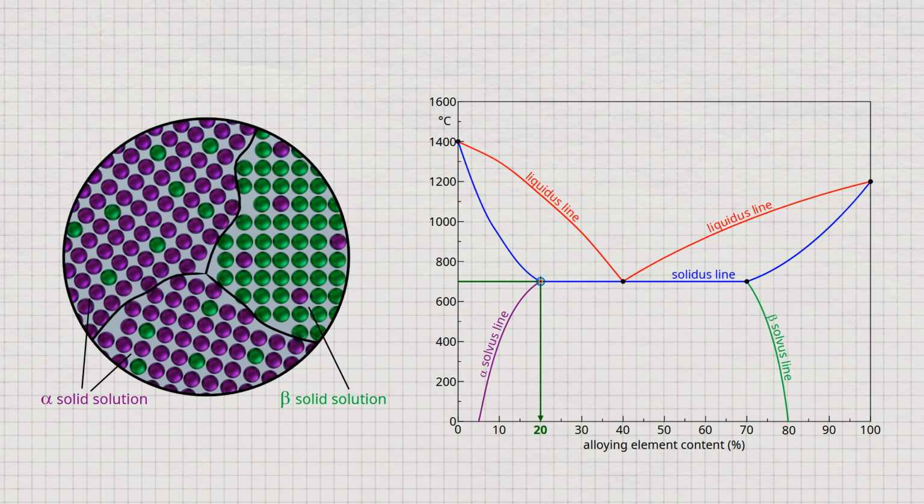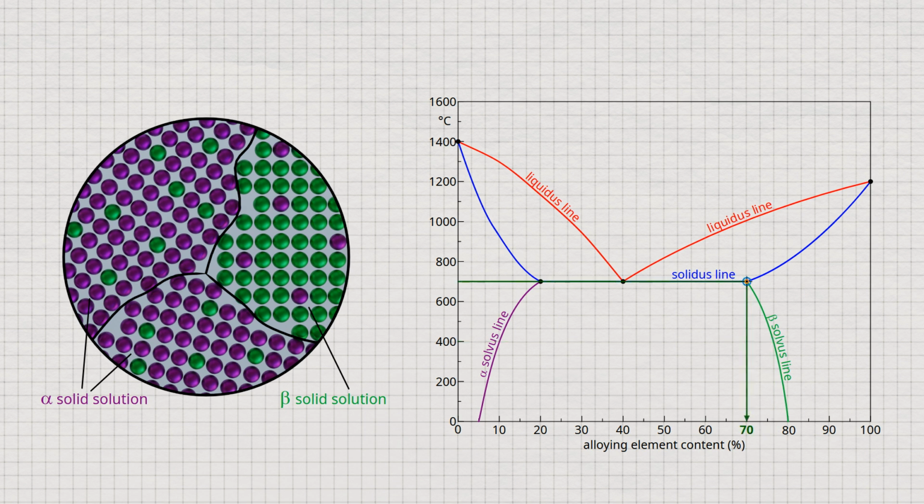As with the alpha solid solution, the solubility limit for the beta solid solution can be determined from the beta solvus line. For example, at 600 degrees Celsius, the proportion of the alloying element in the beta solid solution at the solubility limit is 73%. So a maximum of 27% of the base material can be dissolved in it. The solubility of the base material decreases with decreasing temperature. At 400 degrees Celsius, the alloying element content at the solubility limit is 76%, so in this case only a maximum of 24% of the base material can be dissolved in the beta solid solution.